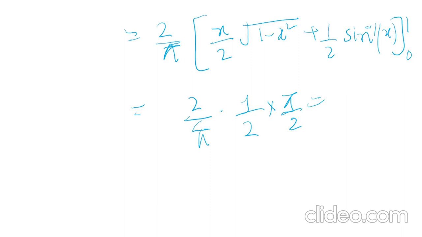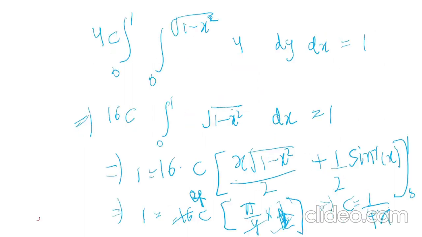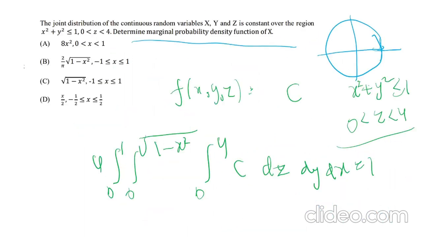Sorry, 0 to root 1 minus x squared. So this is dy, so it will be just 2 upon pi root 1 minus x squared. We don't need to further use 1 for that. So f of x will be 2 upon pi root 1 minus x squared, and x ranges from minus 1 to 1.